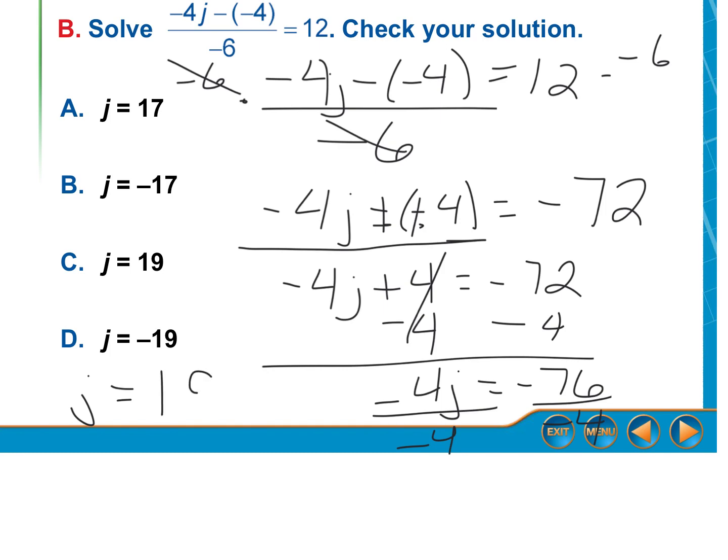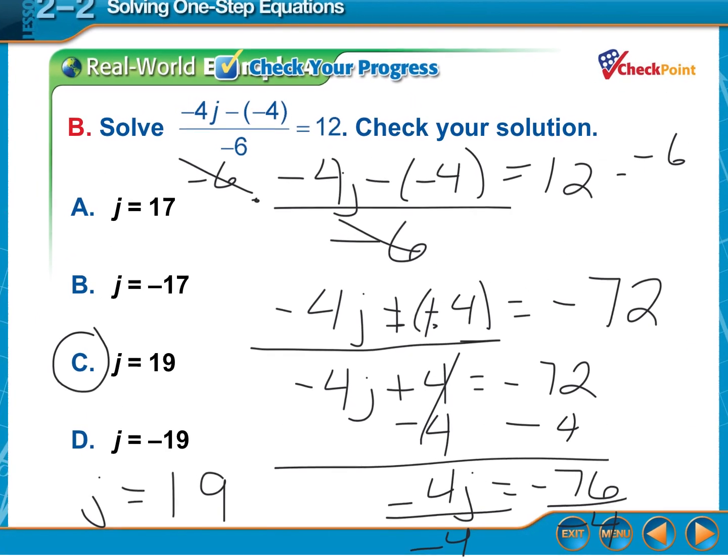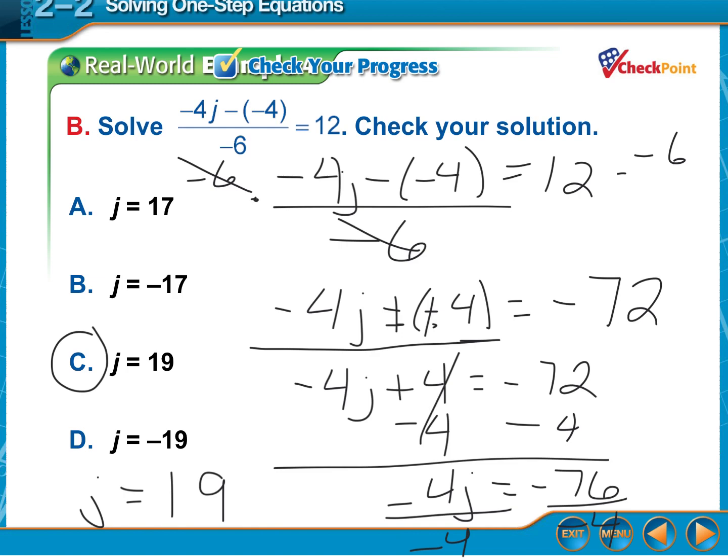Is it 19? Are you guessing, or is it 19? I called it. Is it 19? All right. So if you ever see a fraction, how do you get rid of the fraction? Multiply by the denominator. Yep, what's on the bottom. How did we get rid of the denominator here?